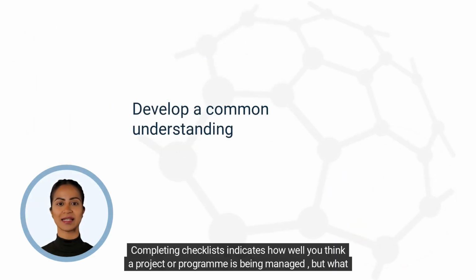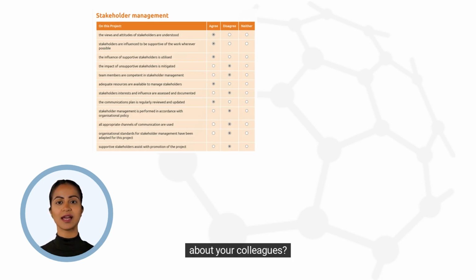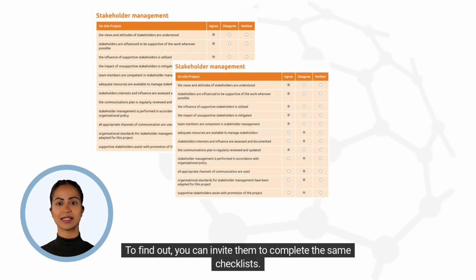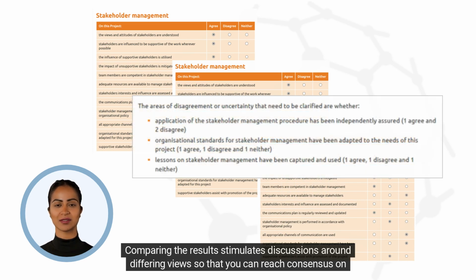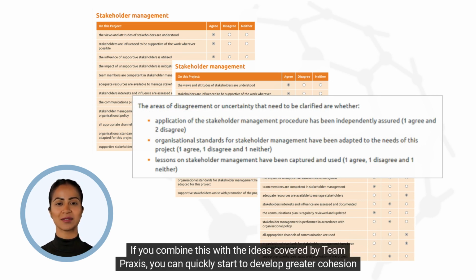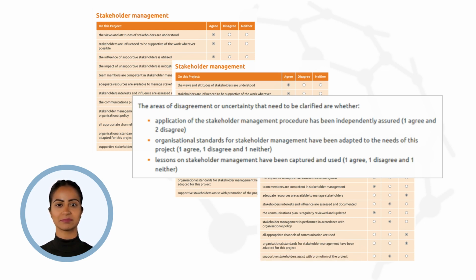Completing checklists indicates how well you think a project or program is being managed. But what about your colleagues? Do they see things the same way? To find out, you can invite them to complete the same checklists. Comparing the results stimulates discussions around differing views, so that you can reach consensus on how the work is being managed. If you combine this with the ideas covered by Team Praxis, you can quickly start to develop greater cohesion and a common sense of purpose within the wider team.